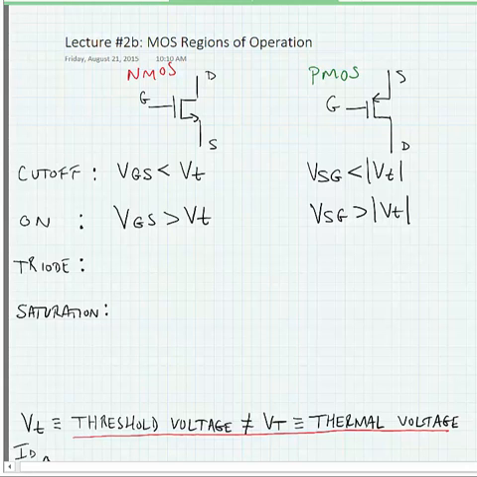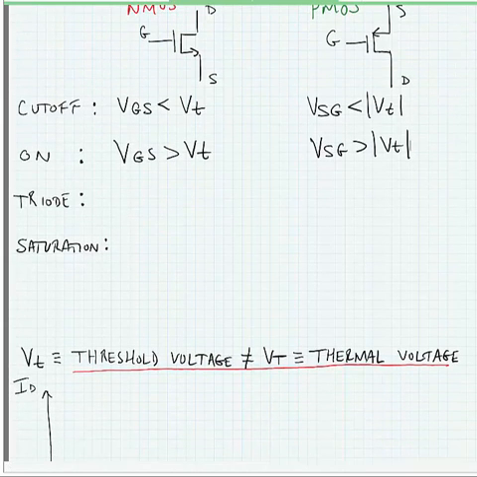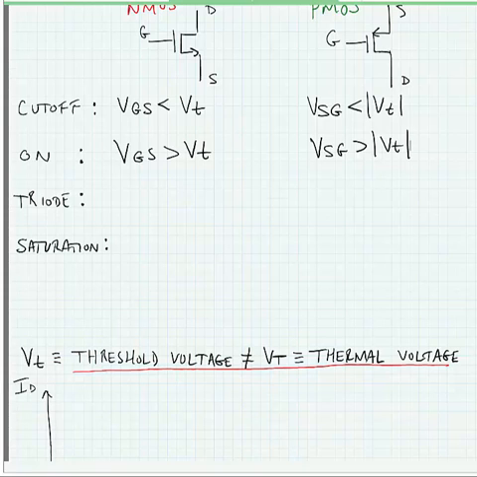Now, the transistor has two modes of operation when it's on. It can be in either triode, where it's acting as a linear resistor, or it can be in saturation. So just make a note, triode is a linear resistor. Saturation, it's behaving like a voltage-dependent current source.